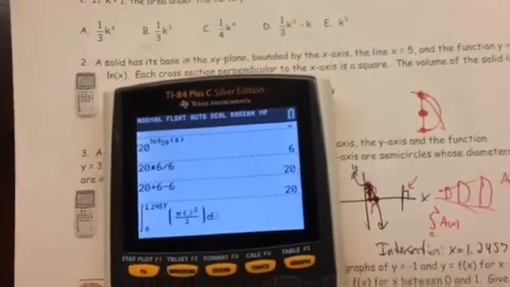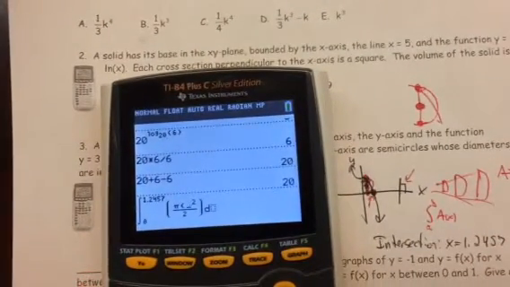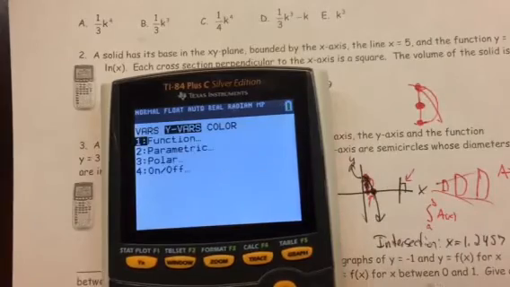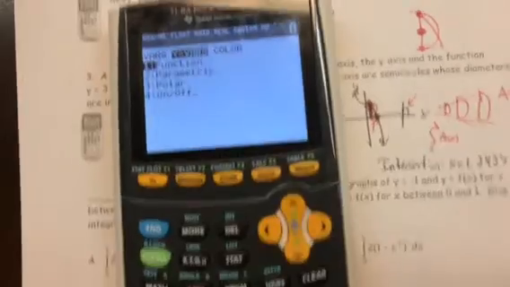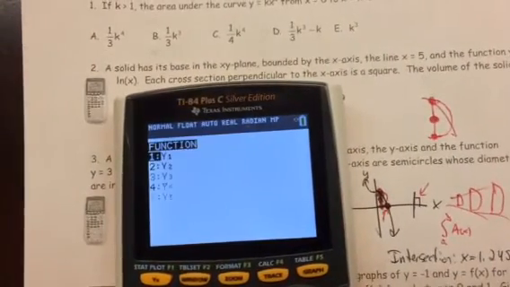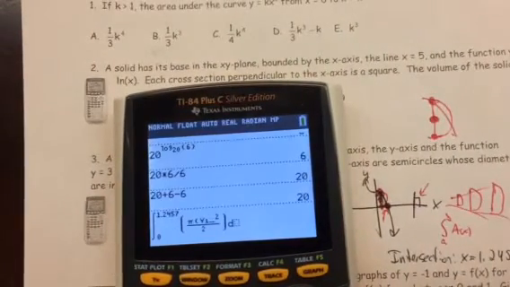There's a trick to doing this. You don't have to type in a lot of crazy stuff. If you go to Y variables, you press the variables button. It's right by clear. So the variables button is right here by clear. You go to Y variables function, and Y1, we already stuck it in there.